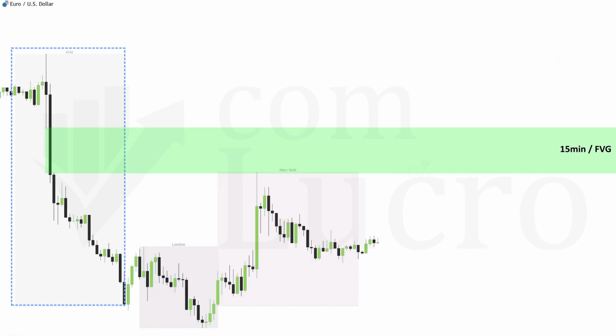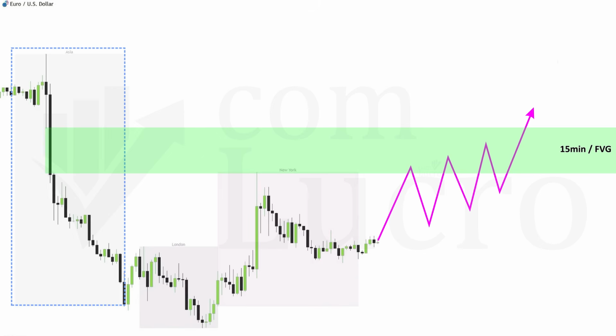This setup can then repeat, staying valid on each new sweep of a previous session high for as long as that 15-minute fair value gap has not been fully filled. Once the fair value gap is completely mitigated, the setup begins to lose probability and is no longer as reliable.